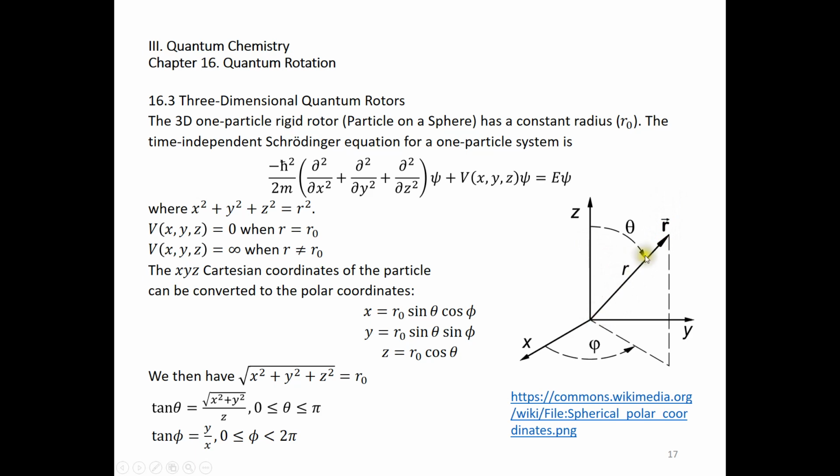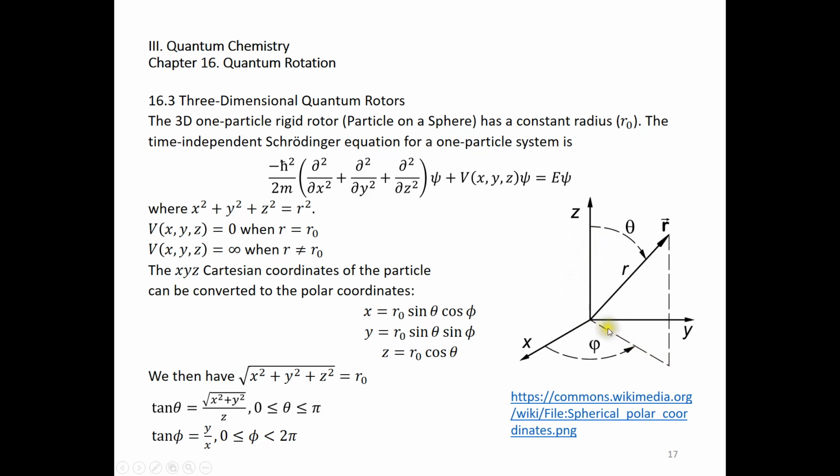And also we can project this vector r to the xy plane. And now we have this dashed line on the xy plane. The angle between this dashed line and the x-axis is phi. Now we have x is r0 sine theta cosine phi, y is r0 sine theta sine phi, z is r0 cosine theta. This is just trigonometric functions. If this r is r0, we can do a projection of this vector to the z-axis. Therefore, the z component is just r0 times cosine theta.